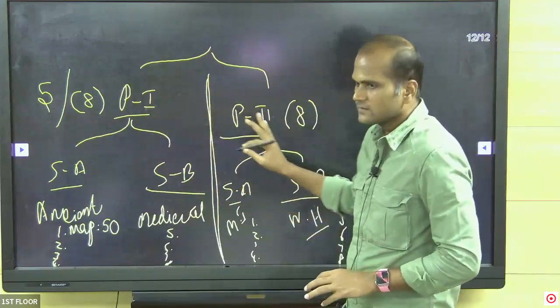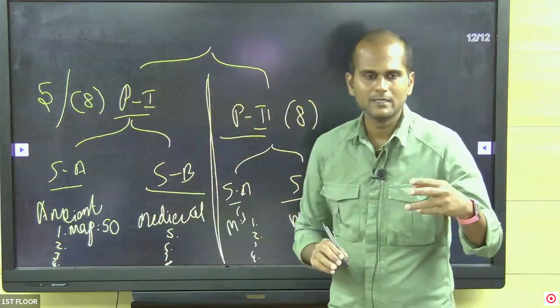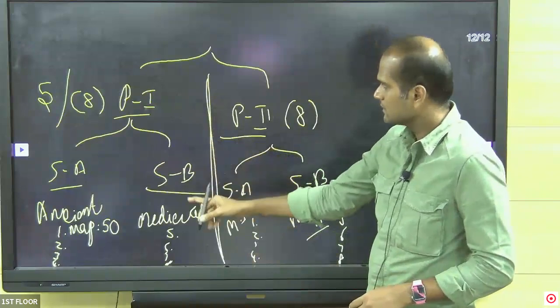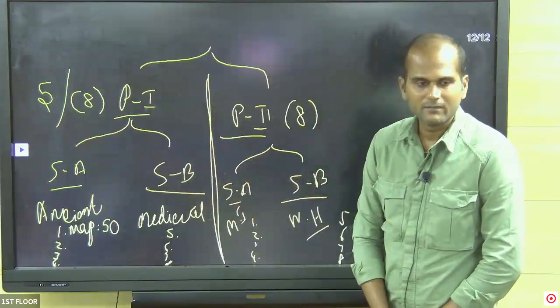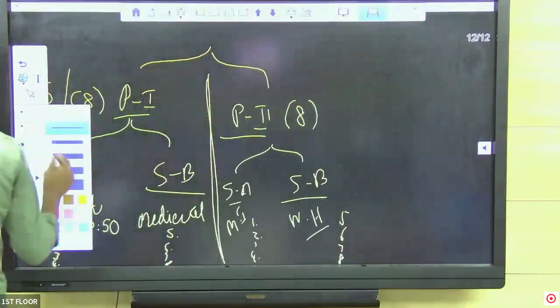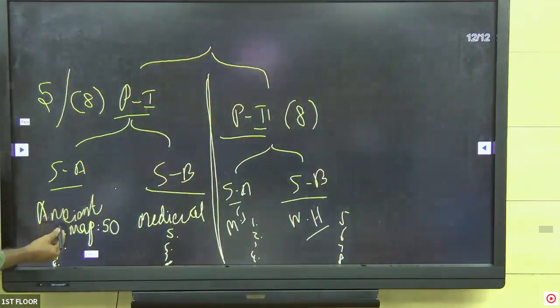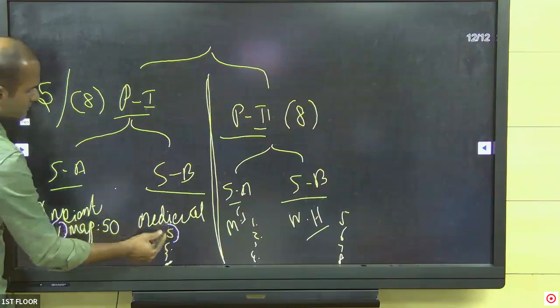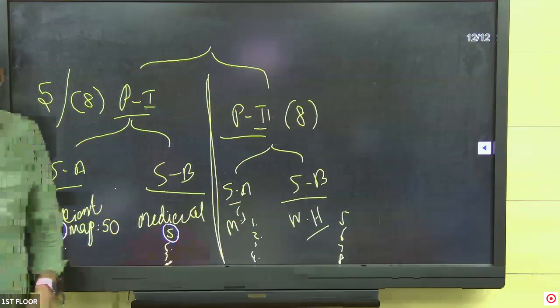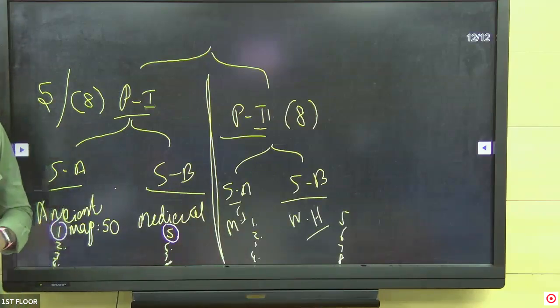This is the morning session. This is evening. Next, the mode of answer writing. Here 8 questions. You have to answer how many questions? 5. Carefully look at that. Here, how you have to choose the questions: question number 1 and 5 compulsory. There itself, 1 and 5 compulsory.